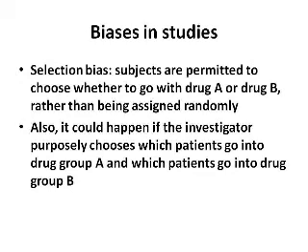First of all, there is selection bias, and it could be that the subjects are permitted to choose whether or not to go with drug A or drug B in clinical treatment trials, rather than being assigned randomly. And this may significantly alter the results, because if people are permitted to choose, then you're not really getting random samples, and this could influence the way that the data turns out to be. It could also happen if the investigator purposely chooses which patients go into drug group A and which patients go into drug group B.